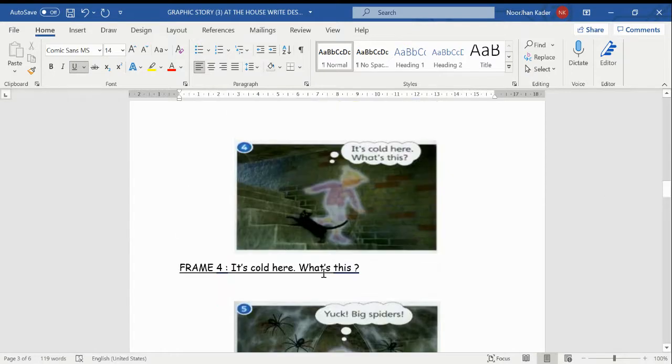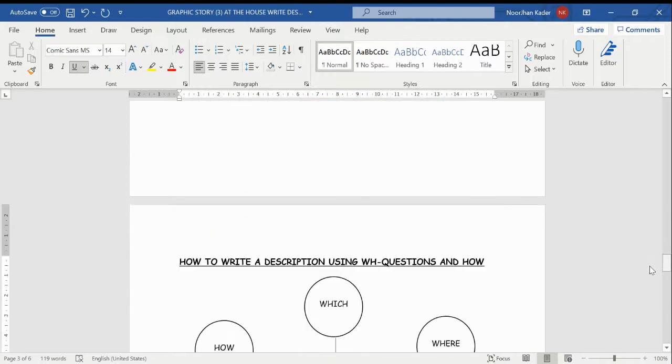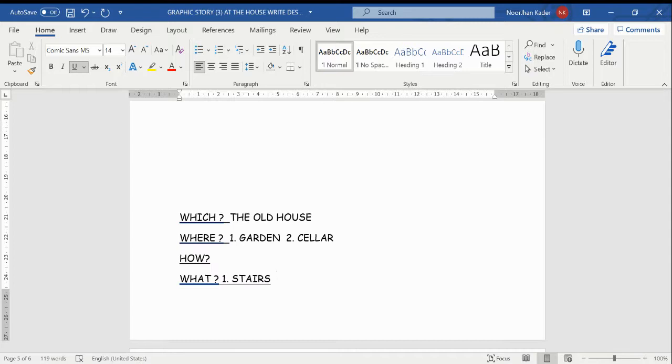Second one, what is this? This also tells us that Misty comes across a black cat and she doesn't realize what that is, but in the picture we can know that it is a black cat. It is not stated here, but we can see. So what we can see other than stairs in the cellar, second is black cat.